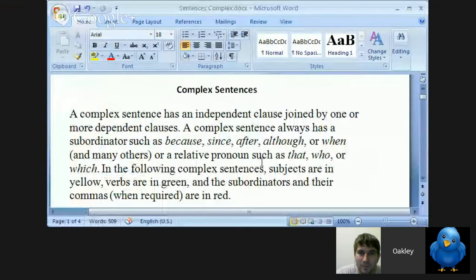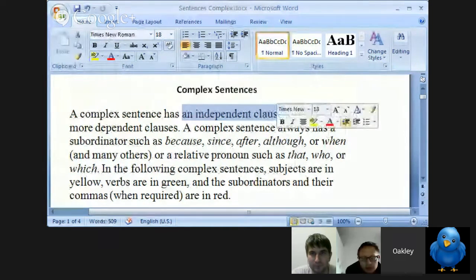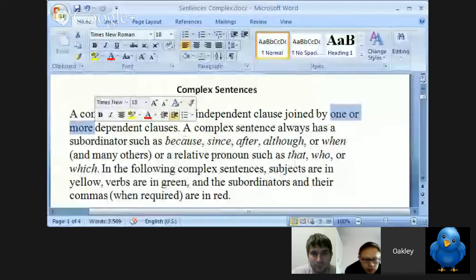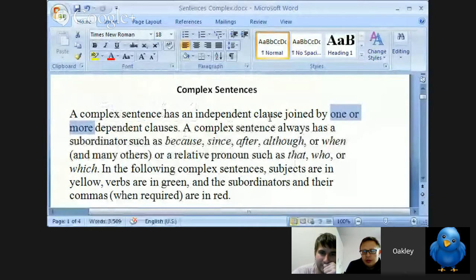Okay, we're going to be looking at complex sentences, in particular, in light of writing. I'm going to do a screen share. Here you go, and let's talk about what this type of sentence looks like, how it's formed. What is it? A complex sentence has an independent clause joined by one or more, this is key, one or more dependent clauses. It's got to have at least one independent clause. It can have multiple dependent clauses.